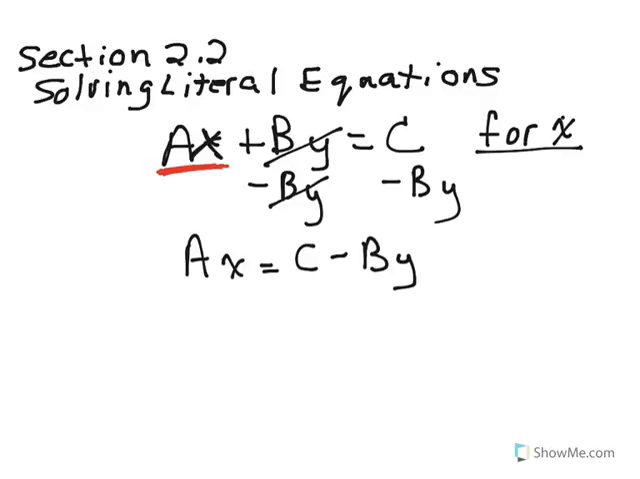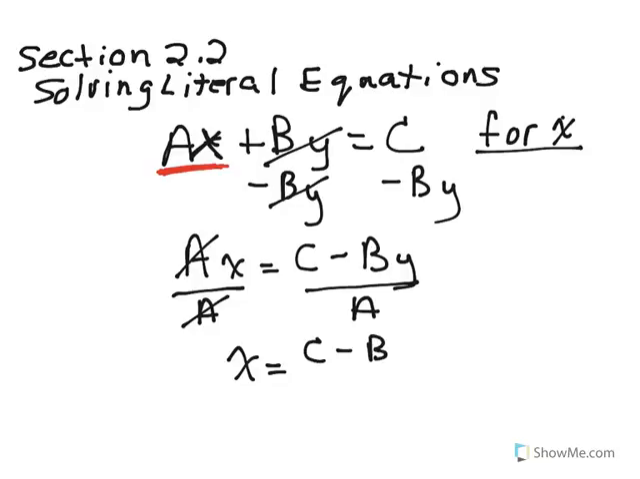Now I can get x by itself by getting rid of a. Remember that is a times x, so we're going to do the opposite and divide by a, both sides of the equal sign. A divided by a is 1 times x, or just x, equals c minus by, all divided by a.